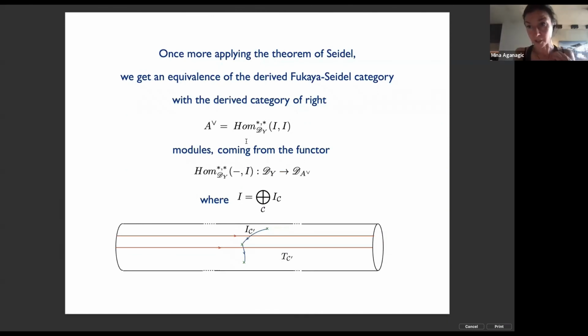Once more, applying the theorem of Seidel, we get an equivalence of the derived Fukaya-Seidel category with the derived category of the right modules for the algebra HX, where HX is the endomorphism algebra, the algebra of Homs, between the direct sum of all the right symbol branes.